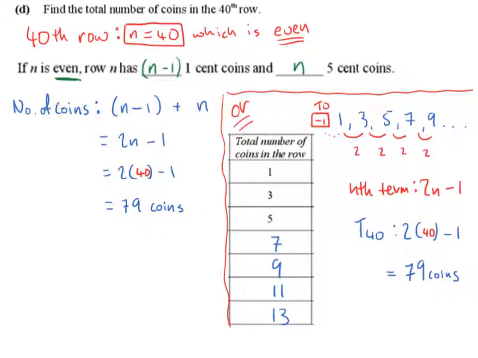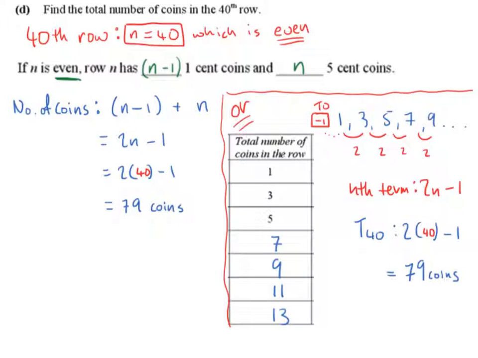So the number of coins is going to be n minus 1 plus n. So n plus n is 2n, and bring down the minus 1. So we get 2n minus 1. And if we sub in 40, we get 2 times 40, which is 80, minus 1, which is 79. So the number of coins in the 40th row is 79 coins.